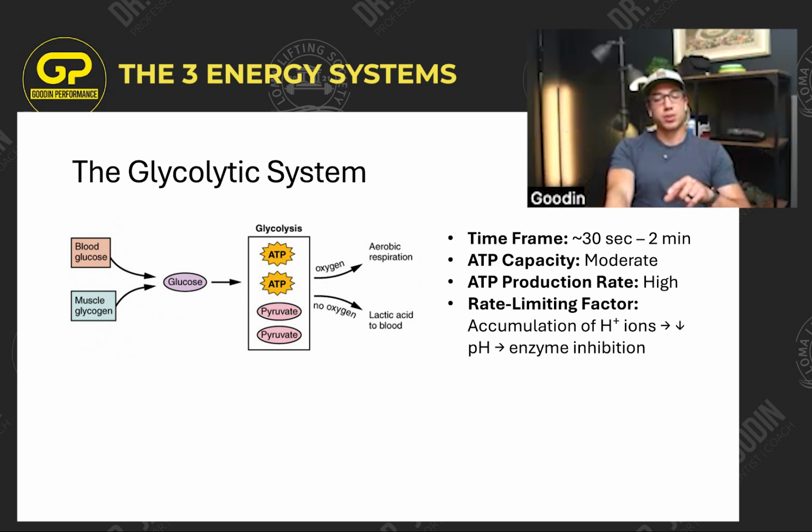Okay, so now in this case, for the glycolytic system, the rate limiting factor is the accumulation of hydrogen ions, okay? The decrease in pH and then enzyme inhibition, all right? We could probably throw in there as well the availability of oxygen, but that's more due to the intensity and the demand for ATP.